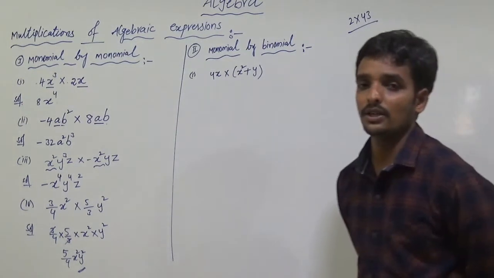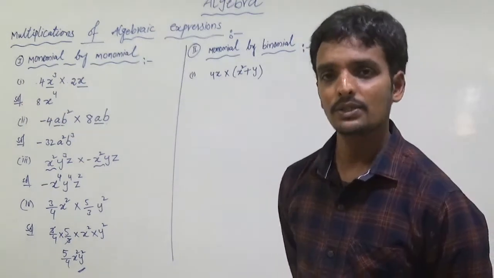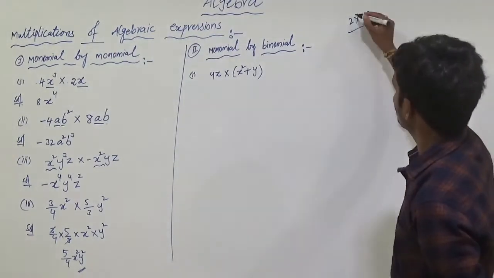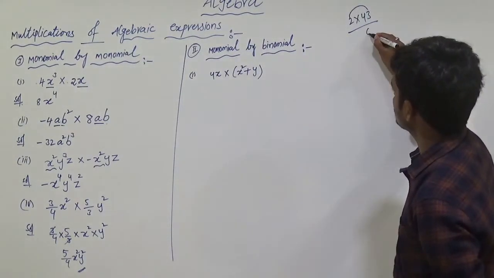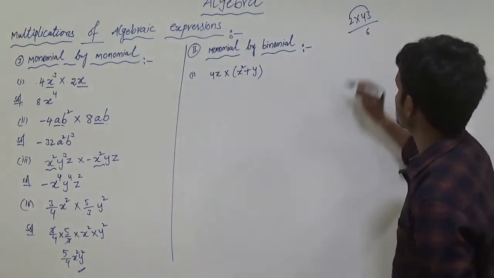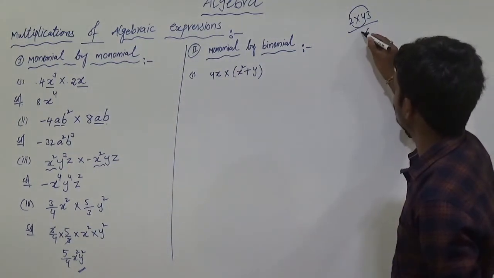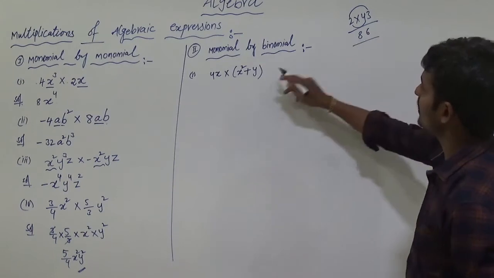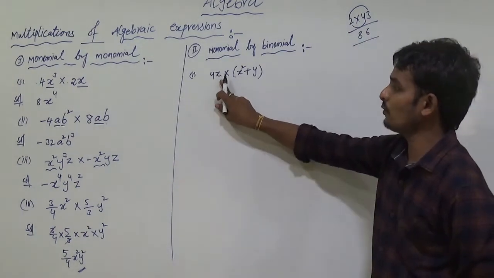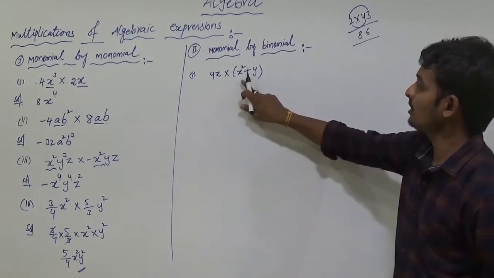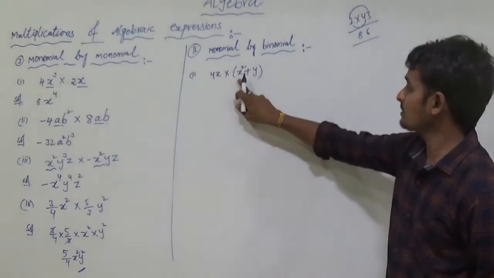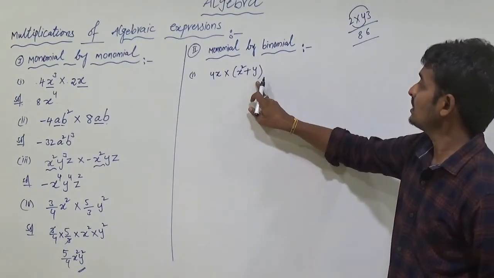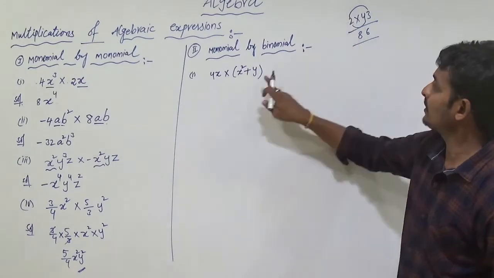Can we multiply 2 into 43? Yes, we can. How can we? First of all, 2 into 3: 2 3s are 6. The next step is 2 into 4: 2 4s are 8. The same way, in the place of 2 we have 4x, and in the place of 43 we have x square plus y. X square is 4 here, y is 3.